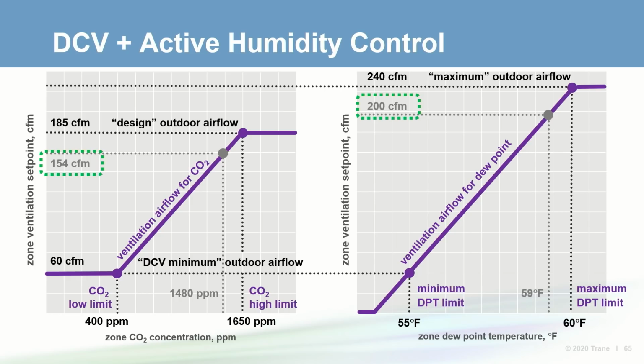In this case, if the lower airflow set point was used, the space would exceed the 60-degree dew point limit. So with active humidity control, the controller tries to minimize ventilation airflow based on the measured CO2. But by measuring humidity in the space also, it can then increase this airflow if needed for humidity control. But what about if you don't have a humidity sensor?